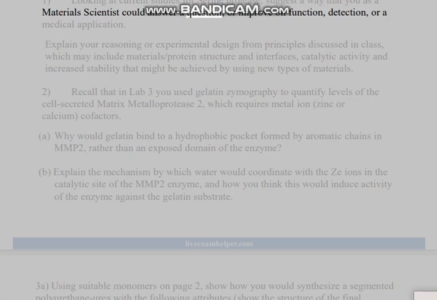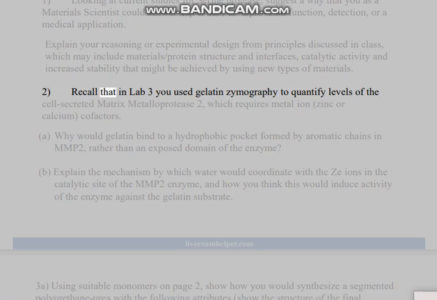1. Looking at current studies for serine protease, suggest a way that you as a materials scientist could answer a question or improve on function, detection, or a medical application. Explain your reasoning or experimental design from principles discussed in class, which may include materials protein structure and interfaces, catalytic activity, and increased stability that might be achieved by using new types of materials.